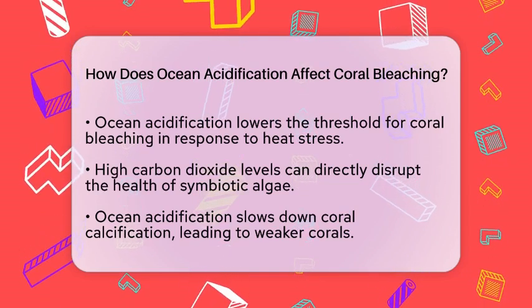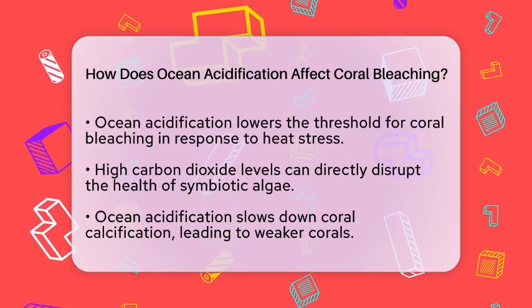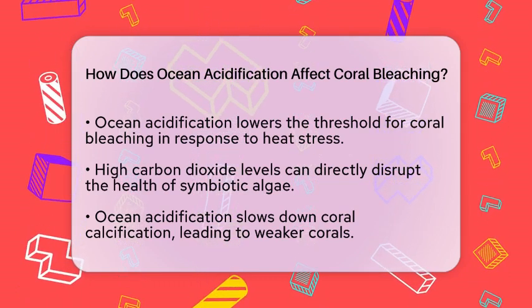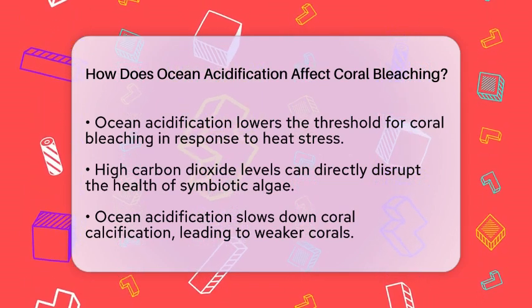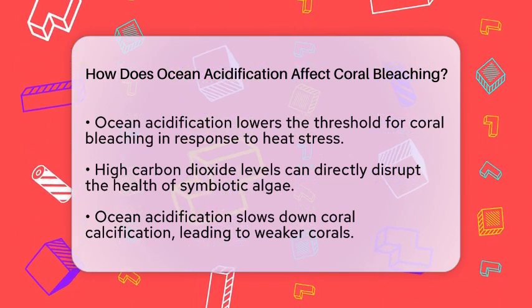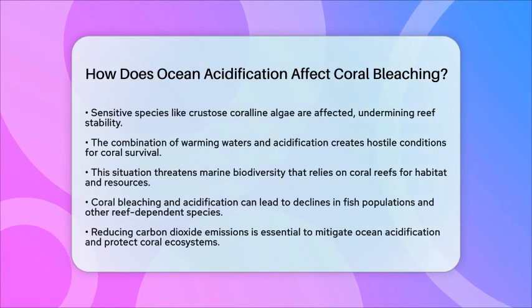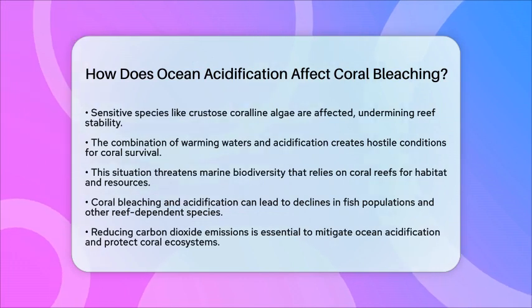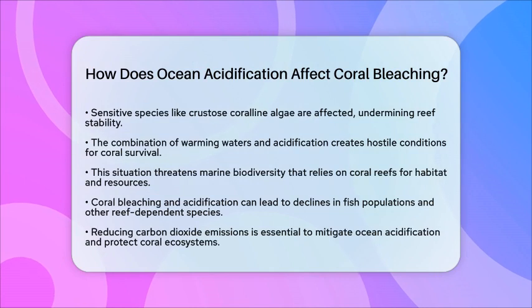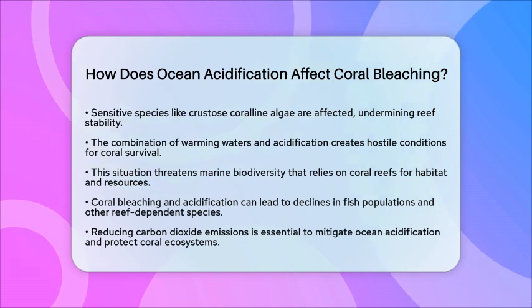The combined effects of warming waters and acidification reduce the number of safe refuges for corals. Many reef areas become increasingly hostile to coral survival. This situation threatens the biodiversity and abundance of marine life that rely on coral reefs for shelter, food, and breeding grounds. For marine animals, coral bleaching and acidification mean a loss of habitat complexity and resources. This can lead to declines in fish populations and other species that depend on healthy reefs.